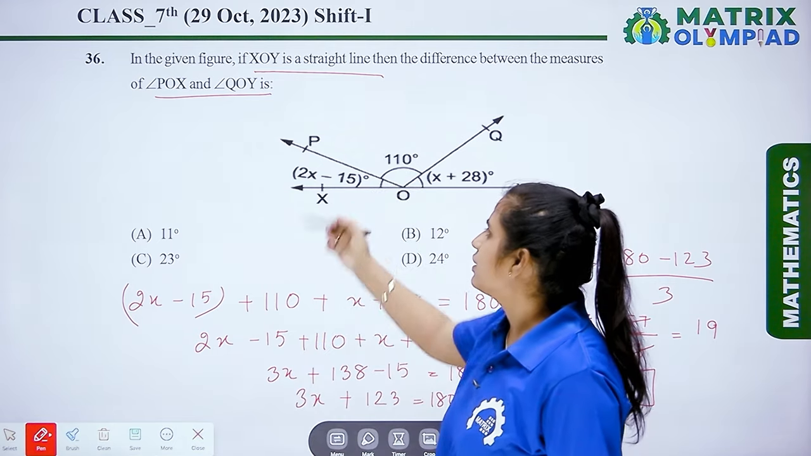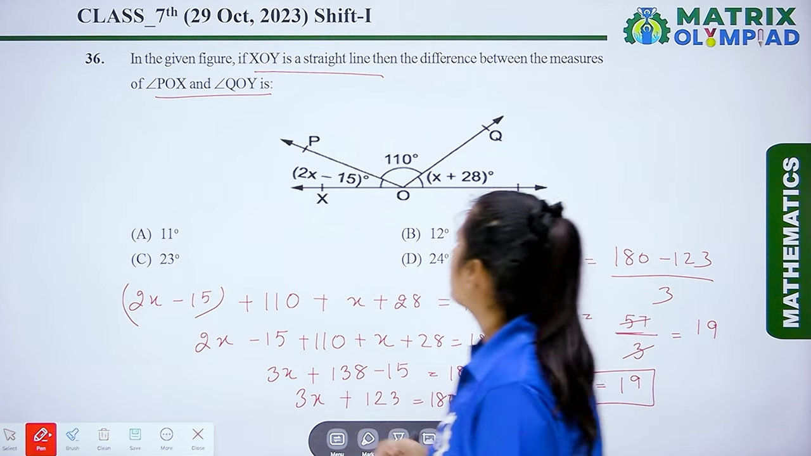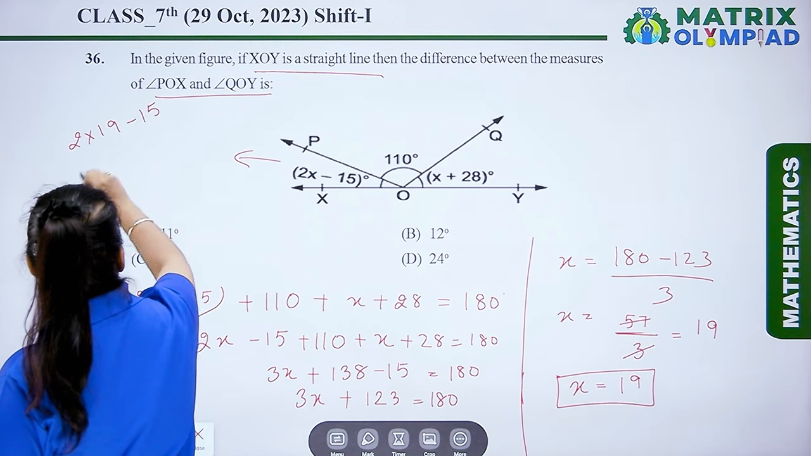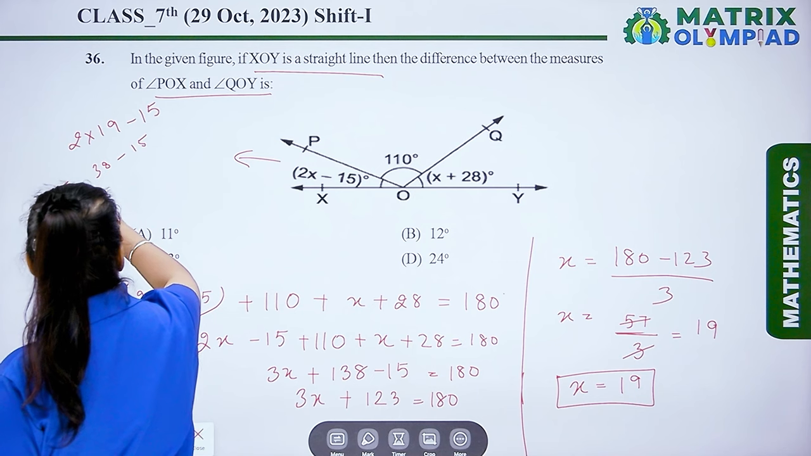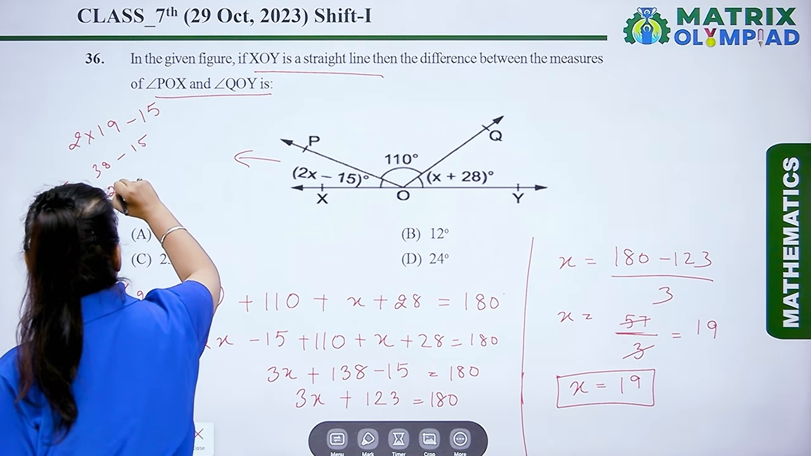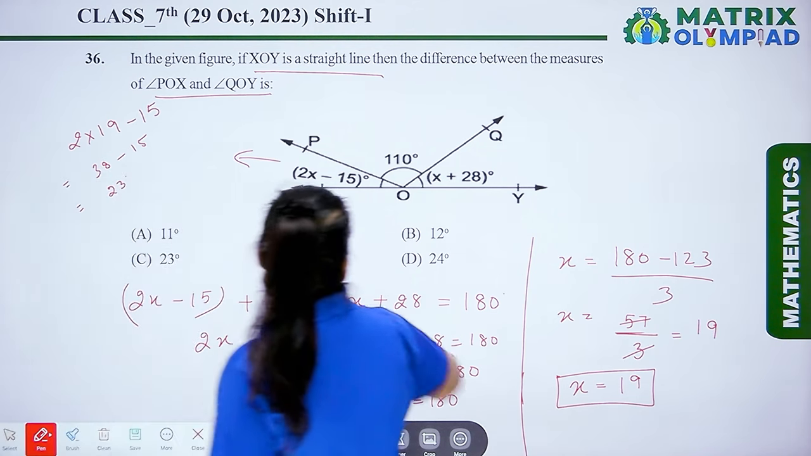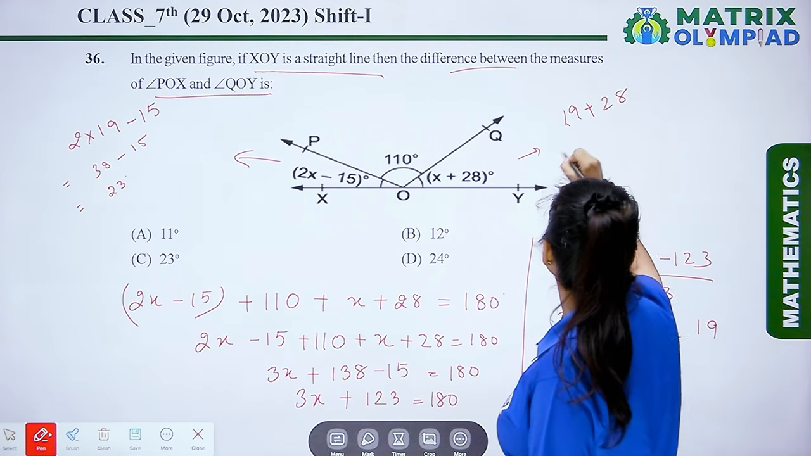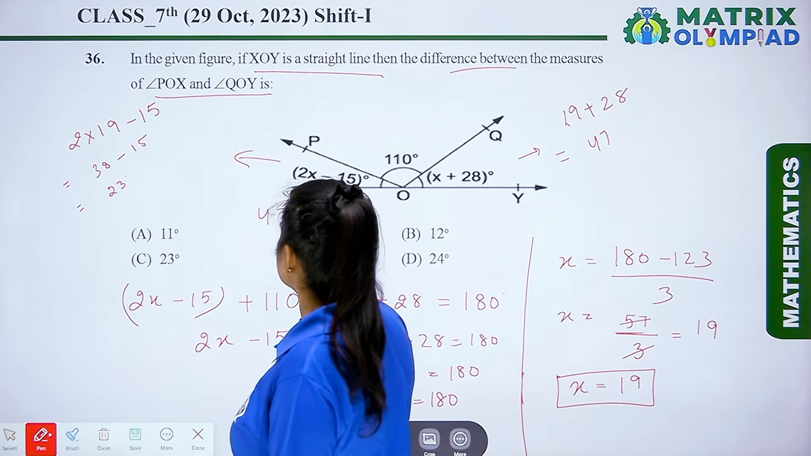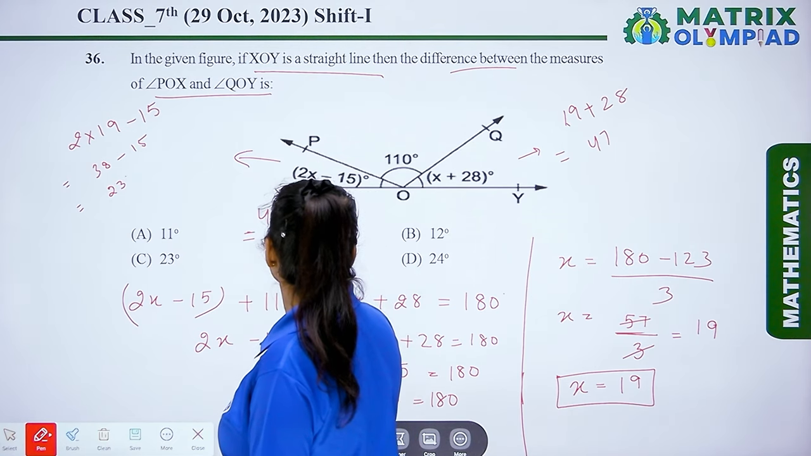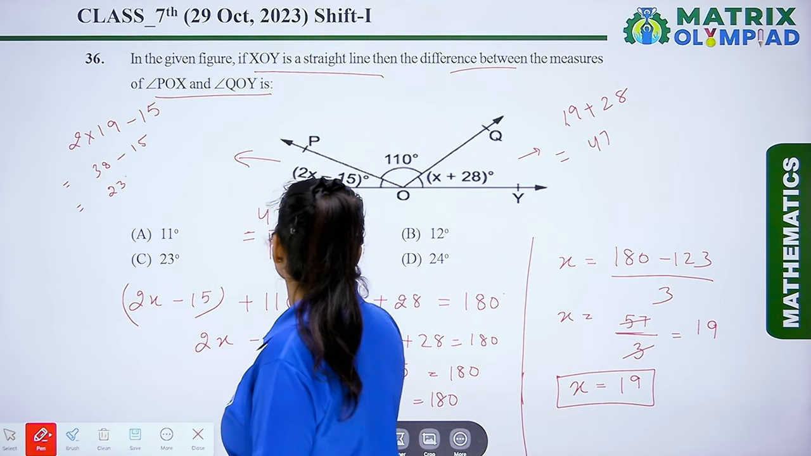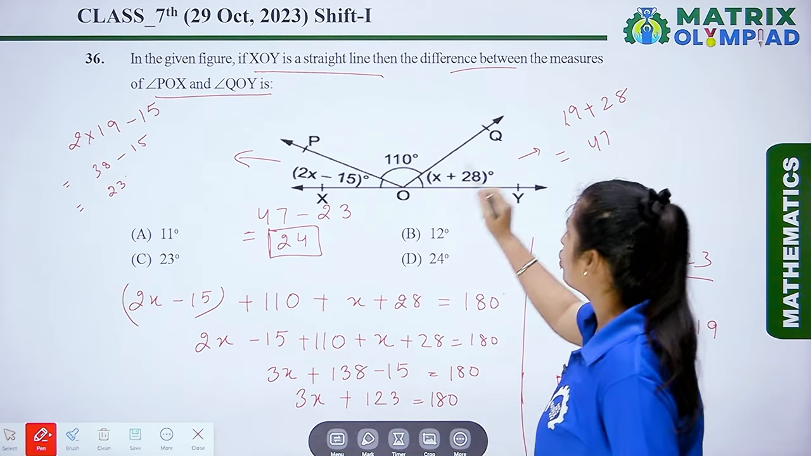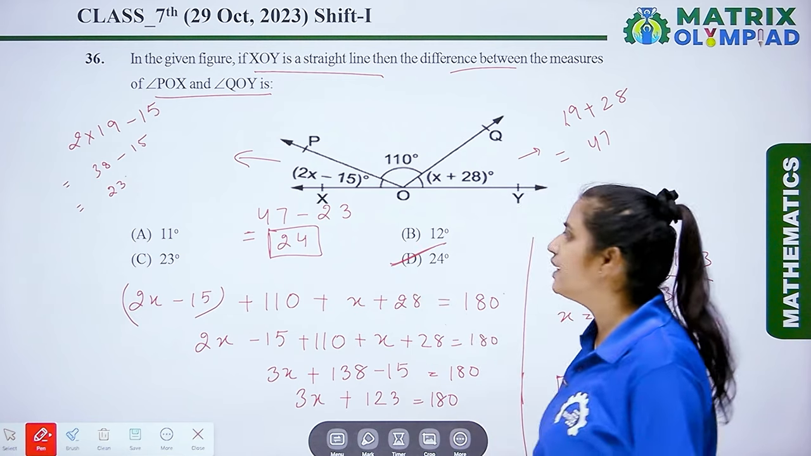We are going to place the value of X in the angles and then we are going to find out the angle. Here, let's place the value in POX first. 2 multiplied by 19 minus 15, this is 23 degree. Now the value of angle QOY is 19 plus 28, that is equal to 47. Now subtracting 47 and 23, we get 24. So here the difference between the measures of angle POX and angle QOY is 24 degrees. So, here option D is the correct answer.